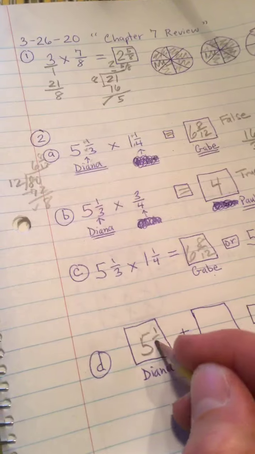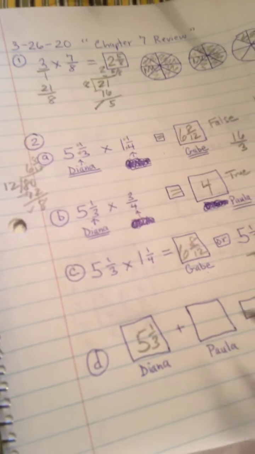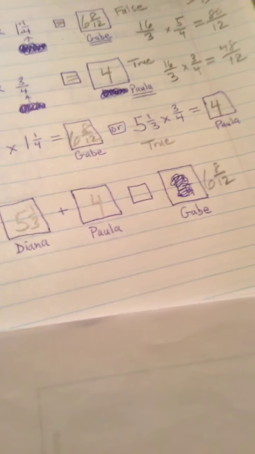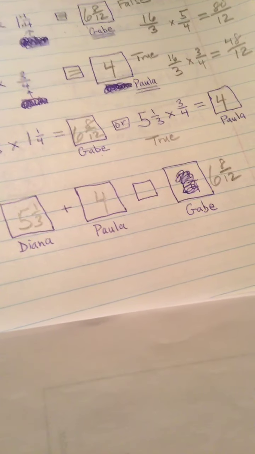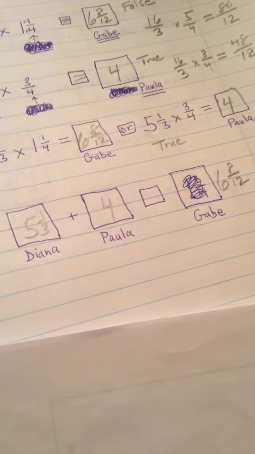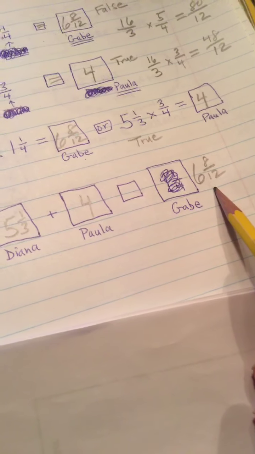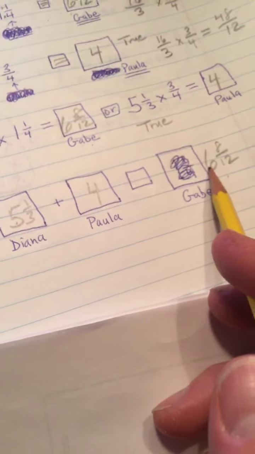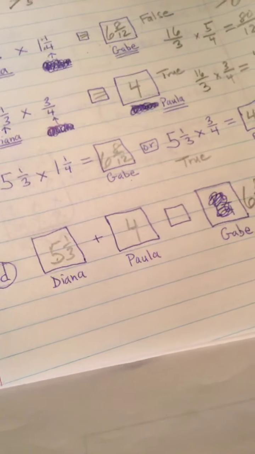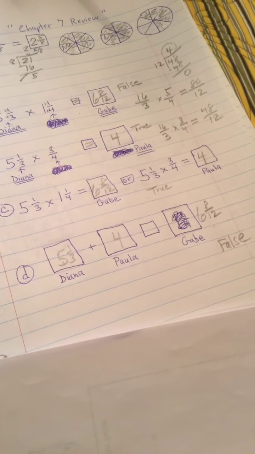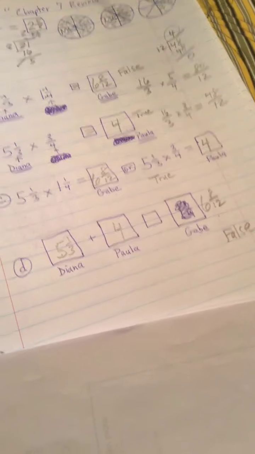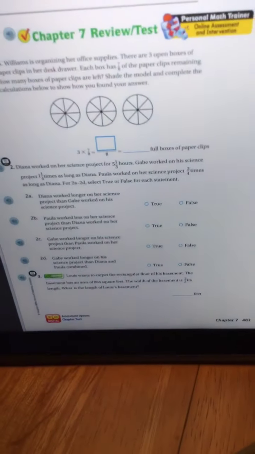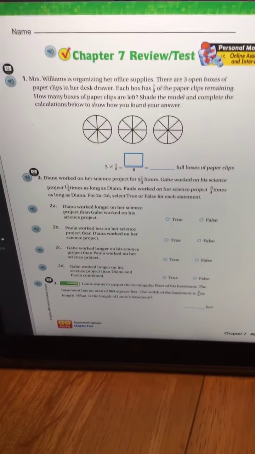What's Diana? We already know that she's 5 1/3. And what's Paula? She's 4. Well, I already know that it's not, so I don't have to do any work. Do you know why? Because Gabe worked for 6 8/12 hours, but Diana and Paula, if I just add the whole number part, it's already 9, which is well above 6. So that one's going to be false. Gabe can't brag that he worked longer than both of the other kids. All right, so it's false, true, true, false for those problems. And that takes care of questions 1 and 2.